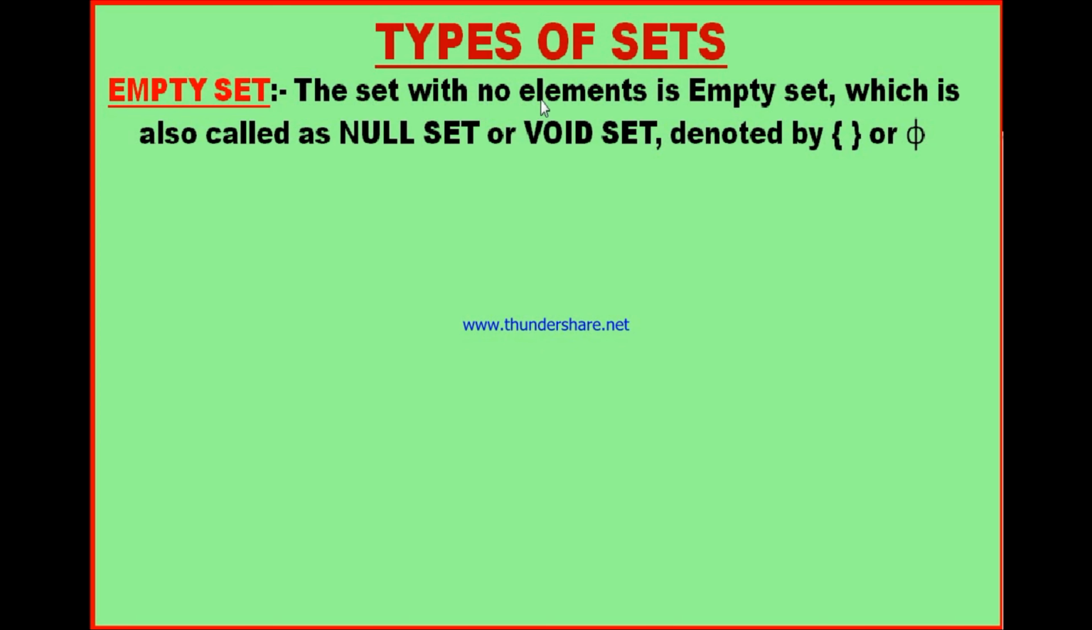An empty set means a set without elements, or a set with no elements is called an empty set. This is also called a null set, and it is also called a void set. This empty set is represented by curly brackets without any element or the letter phi.